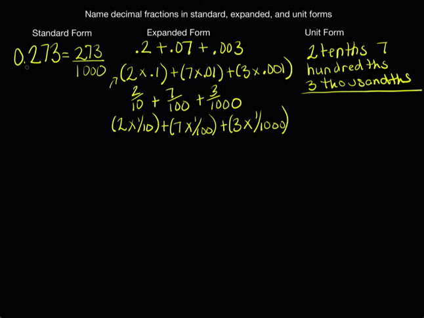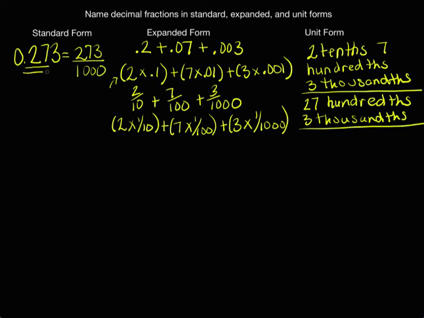Now, another way I could look at it is I could look at these 2 digits together, and that's 27. And the last place value is hundredths, so I have 27 hundredths. But I can't forget the 3/1000s. Now I could look at this even further, and I could look at all 3 of these digits together, and I say that I have 273 thousandths. Again, different ways of naming the same number.